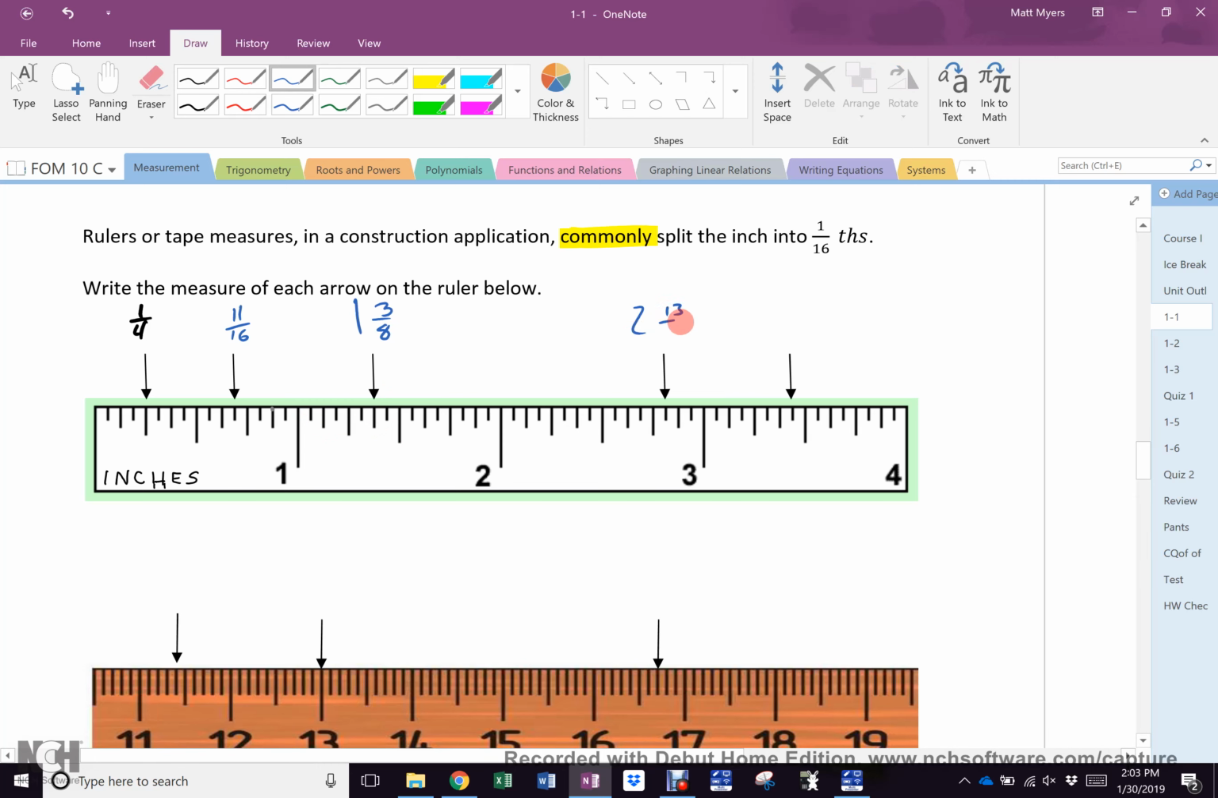2 and 13. It sounds like it should be a song, shouldn't it? For like teaching fractions to kids. I'm going to work on that. Although I have no musical ability whatsoever.